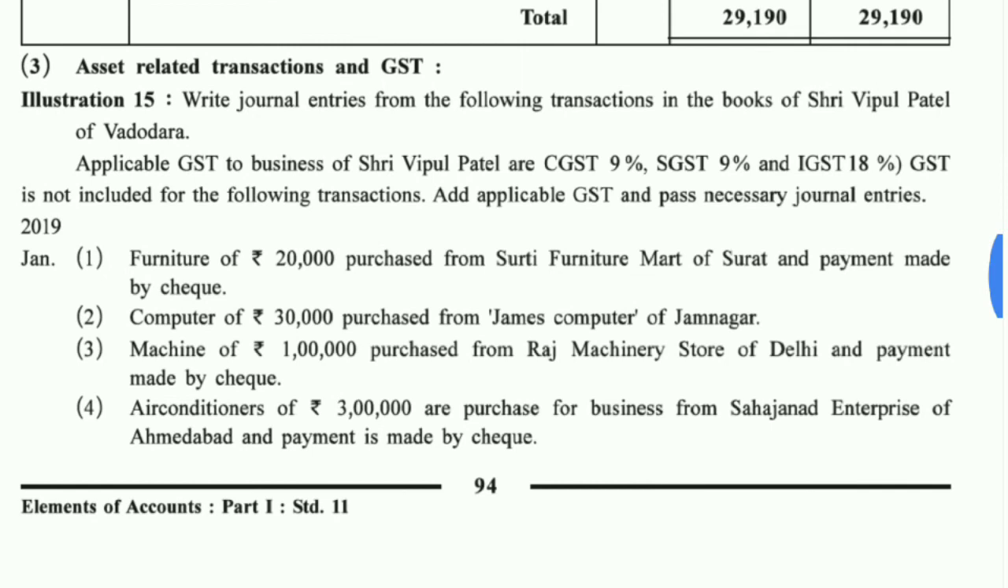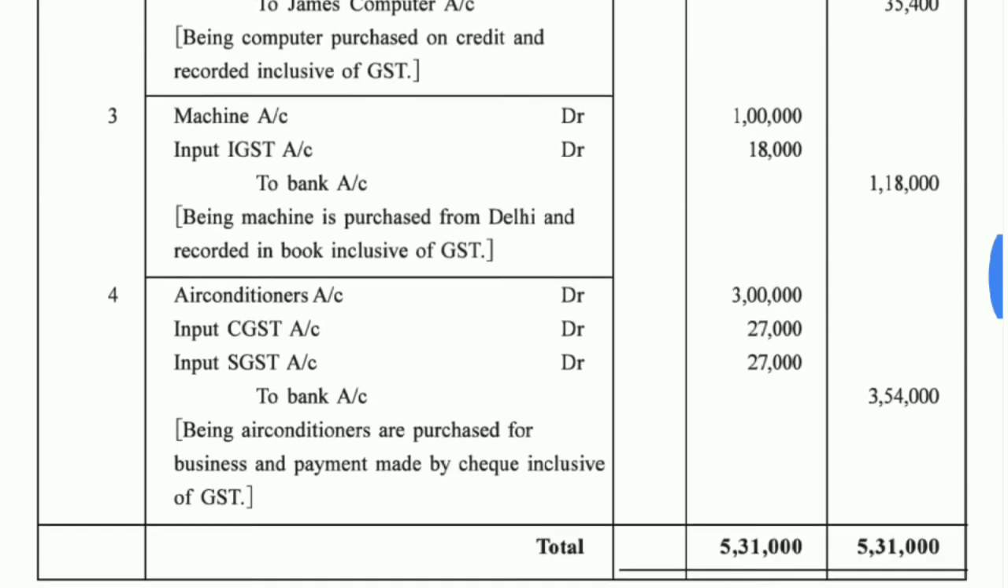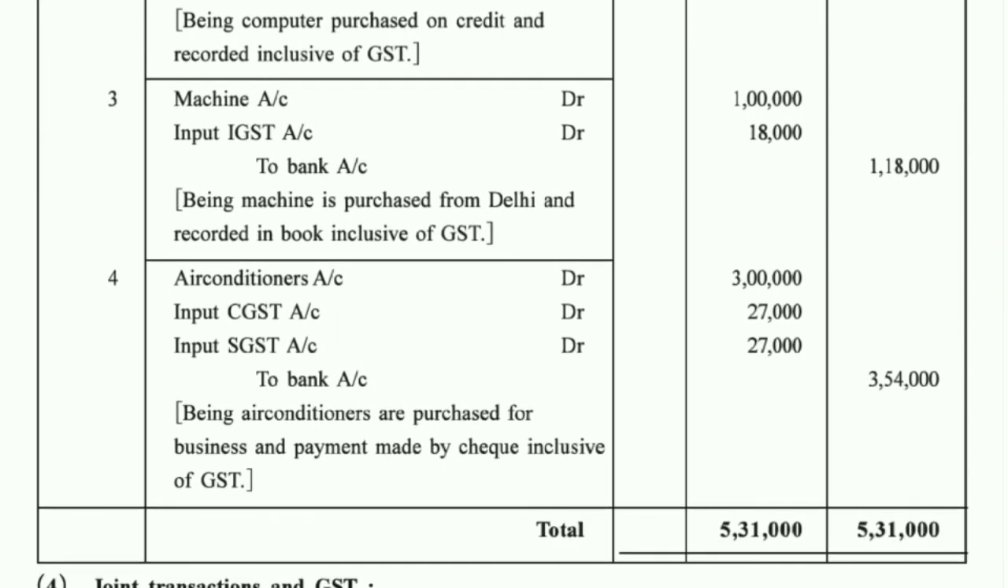Number 4: air conditioners of rupees 3 lakh are purchased from Sajanand Enterprise of Ahmedabad and payment is made by check. Where did we purchase the AC from? We purchased from Ahmedabad itself, so CGST and SGST apply. Okay, air conditioner account debit 3 lakh, CGST at 9% 27,000, SGST 27,000, to bank account 3,54,000. Total, you already know how to find the total and everything.